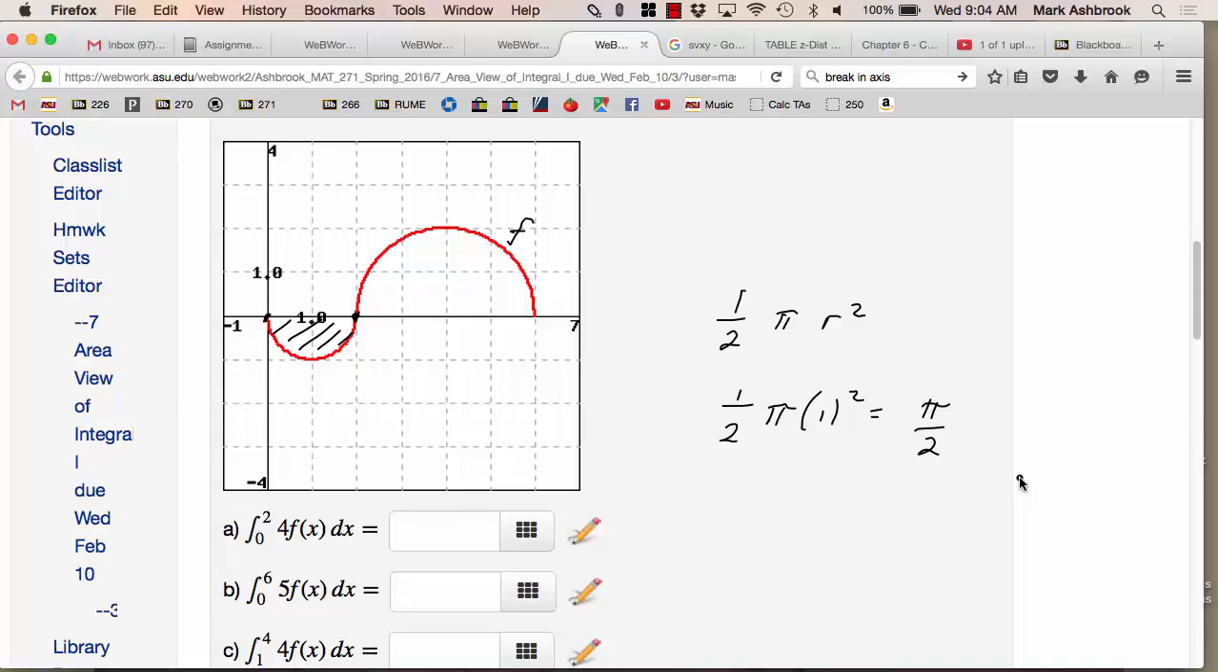But then in the problem, there's also a 4. We know that we could just pull that 4 out, right? Constant multiples in derivatives and integrals just come along for the ride. So you can just factor them out and do them later. When you do antiderivative and derivative, they just hang around, so we can factor that out. So the integral from 0 to 2 of f would be the opposite of that area, because f is negative there, so it would be the opposite of pi over 2, and then we're going to multiply by 4. Agree with that?